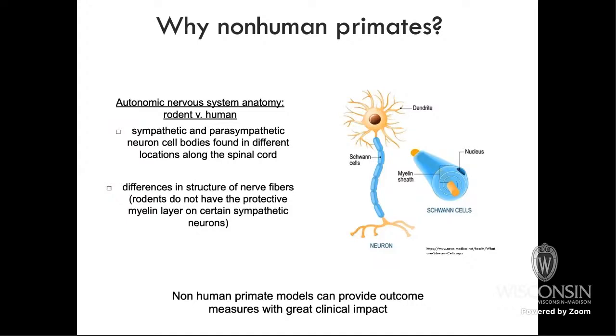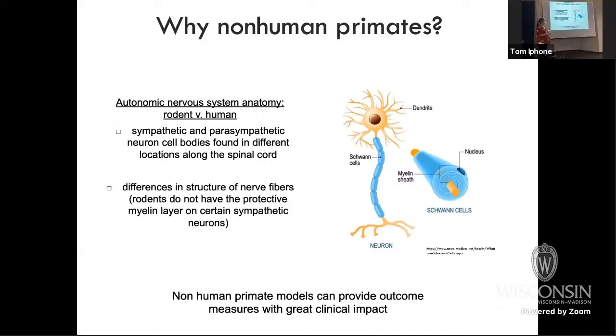The first is that the sympathetic and parasympathetic neuron cell bodies are actually found in different locations in the body, different locations along the spinal cord. These neuron cell bodies that provide sympathetic innervation exist kind of in clumps along the spinal cord. And because they're in different locations, we have a slightly different spread of where that innervation originates in rodents versus non-human primates and in humans. So that can make a difference in how we understand which parts of this innervation are affected by different types of impacts of the disease.